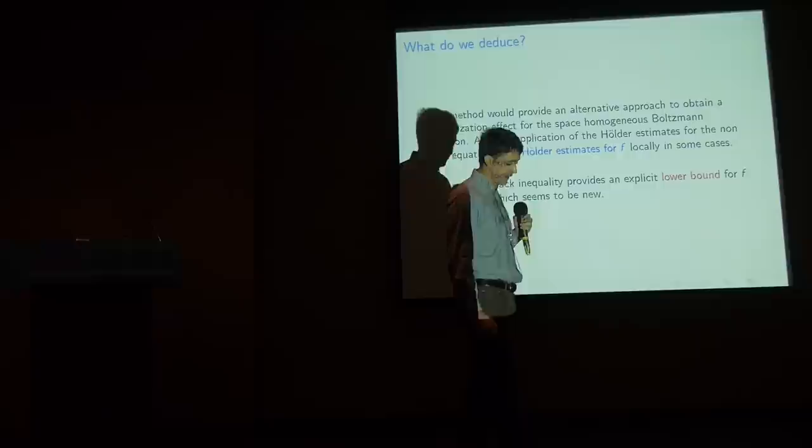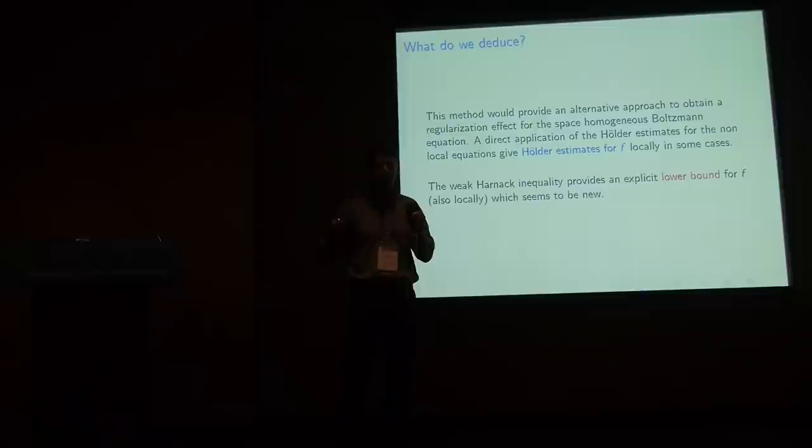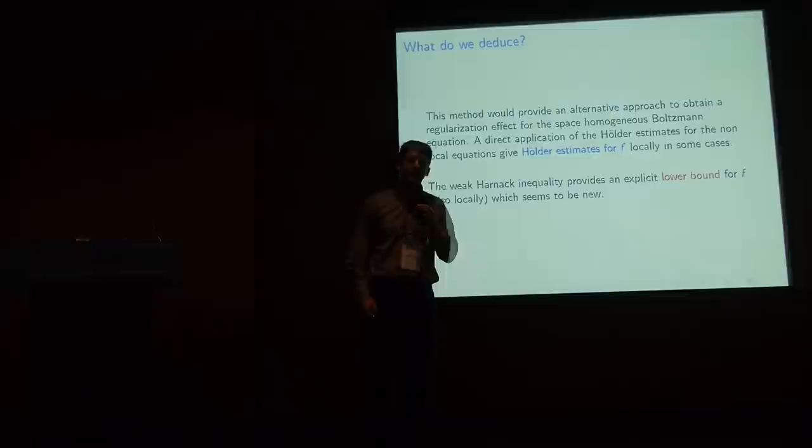And let me mention that space homogeneous Boltzmann equation is a fairly well understood equation, actually. For a good class of cross sections, it's well known that if the initial data is not smooth, it has some regularization effect. The lower bound, I believe, is new. But in any case, the methods to show the regularization for Boltzmann equation are so different from this that I think it's still worth studying this. So I'm going to finish.